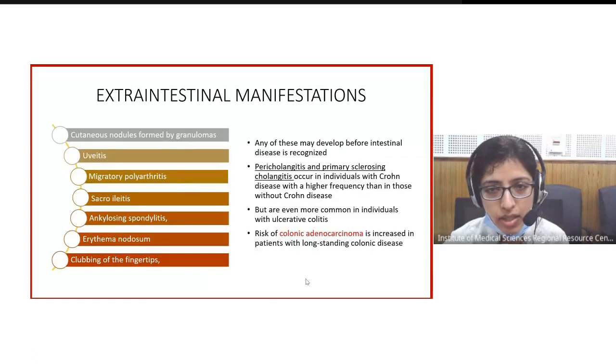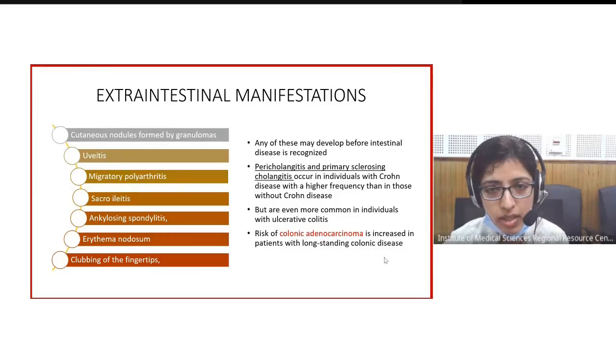Now, Crohn's disease also has extra-intestinal manifestations. Any of these may develop before intestinal disease is recognized. Pericholangitis and primary sclerosing cholangitis occur in individuals with Crohn's disease with much higher frequency than those without Crohn's disease. But they are even more common in individuals with ulcerative colitis. Also, the risk of colonic adenocarcinoma is increased in patients with long-standing colonic disease.